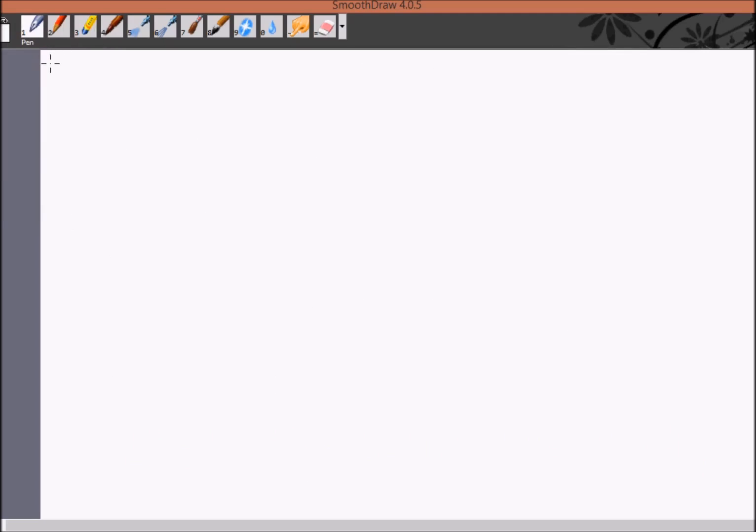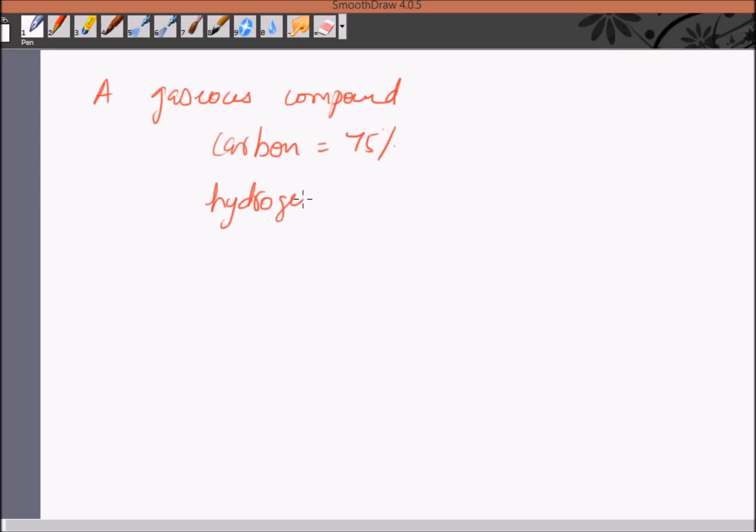Friends, I'll give you the example of carbon and hydrogen again, which were a gaseous compound containing carbon with 75%. So hydrogen, if we imagine it's 100%, then it will be 25% by mass, both by mass.